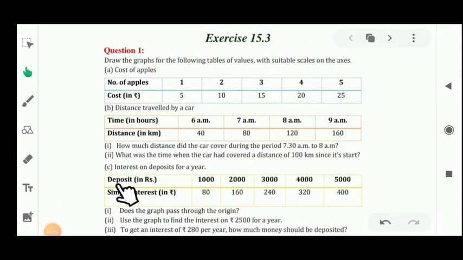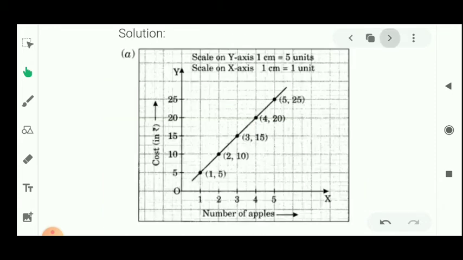Now student, let's see the table of C part. The deposits value is given 1000, 2000, 3000, 4000, 5000, and the simple interest is also given 80, 160, 240, 320 and 400. And then you have to solve the answer of the given question. Let's see the solution of the C part.